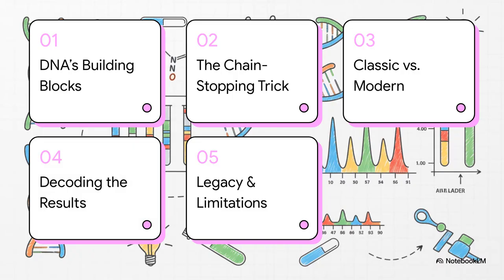So here's the plan. We'll start with the absolute basics, the alphabet of DNA. Then we'll get into the clever trick that makes the whole thing possible. We'll see how the method grew up, from a slow, old-school process to the high-tech version we use now. And of course, we'll look at how to actually read the results. And finally, talk about why this discovery is still so important today.